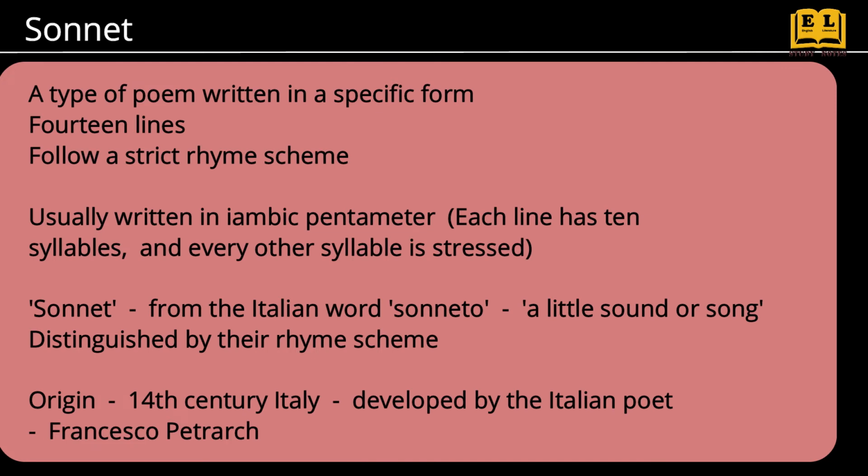A sonnet is a type of poem written in a specific form. Traditionally, it has 14 lines that follow a strict rhyme scheme. Usually, it is written in iambic pentameter. The word sonnet comes from the Italian word sonetto, meaning a little sound or song.